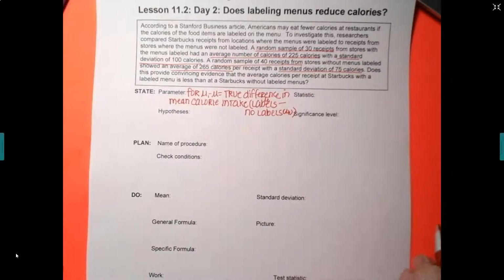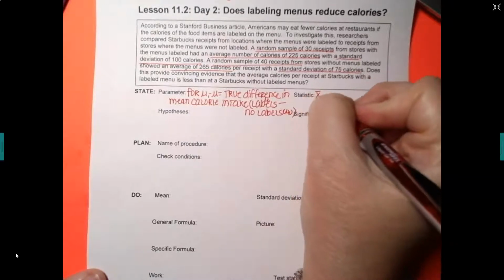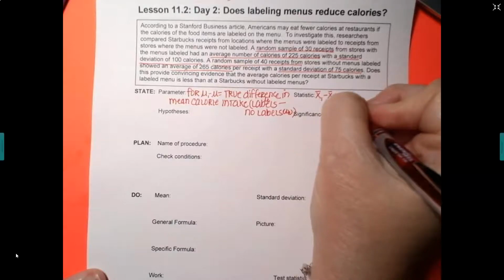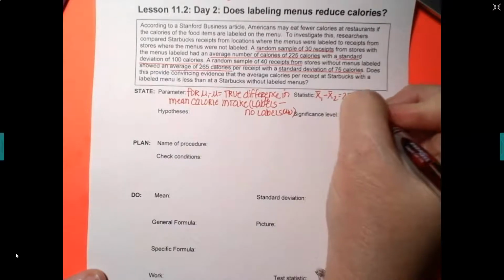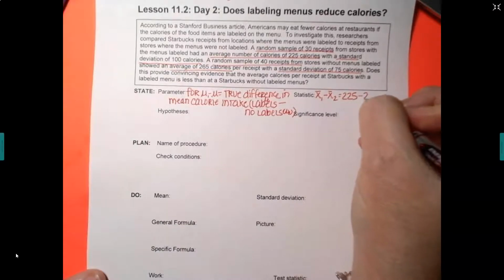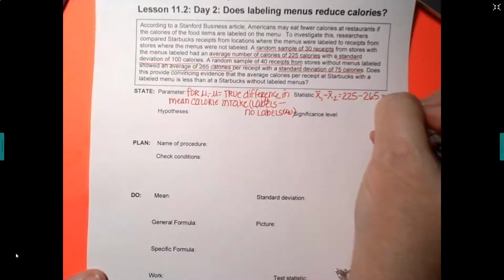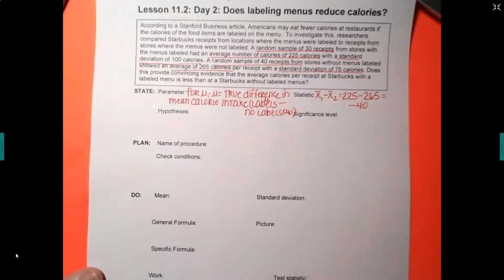All right. So our statistic that we're interested in is x bar 1 minus x bar 2. So x bar 1 is the one with calories labeled, which is 225. x bar 2 is without the labels, which is 265. So I'm going to get a mean difference of negative 40.